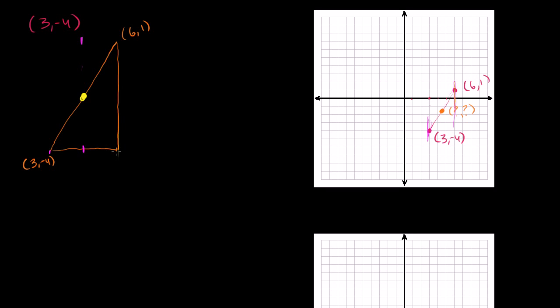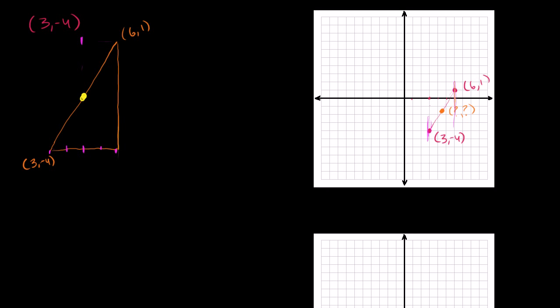Right? This is x is equal to 3. This is x equal to 6. He's going to be right in between. This distance is going to be equal to that distance. His x coordinate is going to be right in between the 3 and the 6. So what do we call the number that's right in between the 3 and the 6?